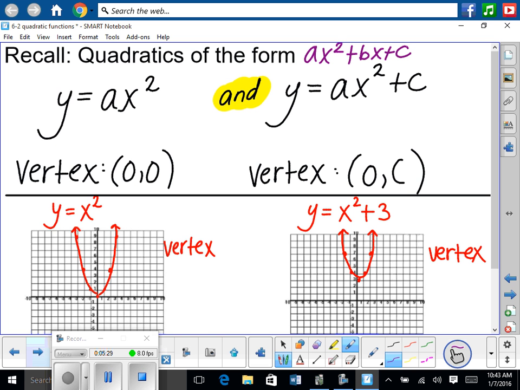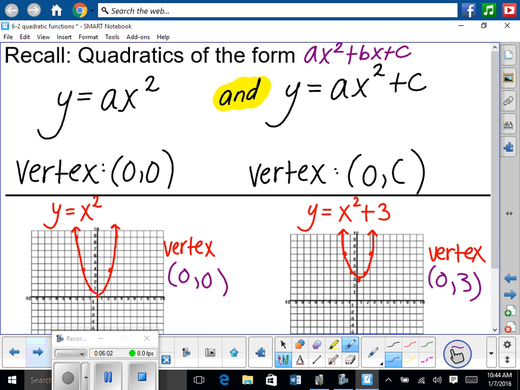And then we learned that if we have y equals ax squared plus c, it's the same thing as this, it's just been shifted up or down the c value. So wouldn't our vertex still be at 0, up or down c? Because it's just shifted. So what's my vertex on y equals x squared? 0, 0. It has the form y equals ax squared. Very good. And what's my vertex on y equals x squared plus 3? 0, comma, what? 3. Good.